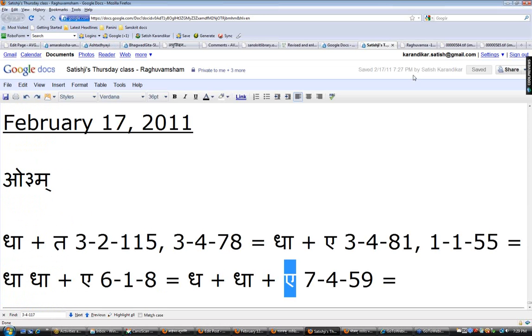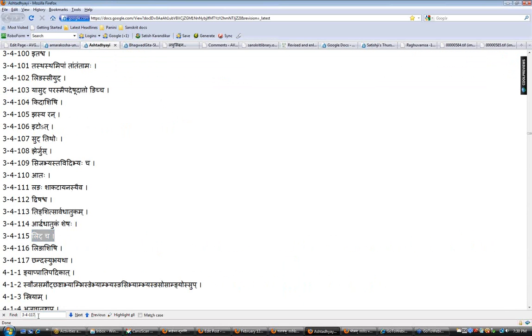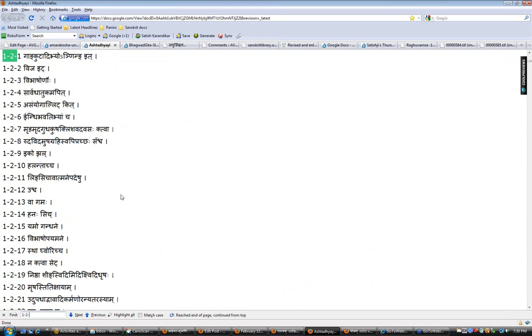But the sutram says Asanyoga Lit Kit. You see how these interact with each other. So it's kind of fun when you know some of these pieces. If you don't know all the pieces, it doesn't matter. You can leave a question mark and come back to it. So this is Asanyoga Lit Kit. Asanyogat Apit Lit Kit Syat.